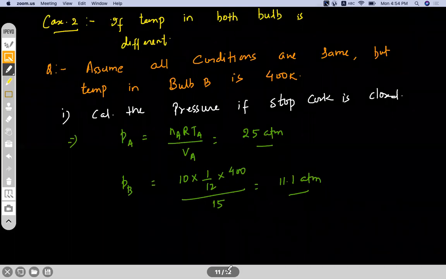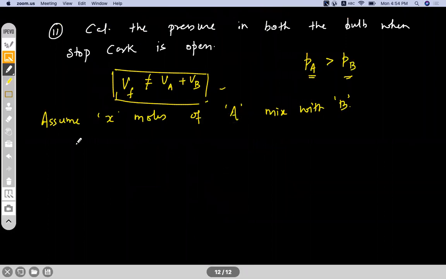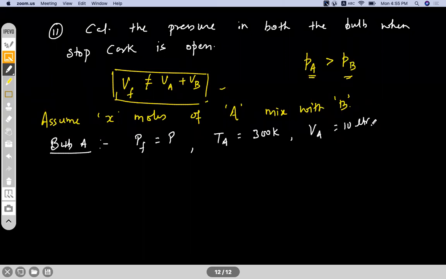Okay, so bulb A, the final pressure is P, which I am assuming will be the same in both bulbs. Temperature we have already, 300 Kelvin. Volume is also given, 10 liter. The number of moles left here: initially it was 10, so 10 minus x. We can apply PV equals nRT here.